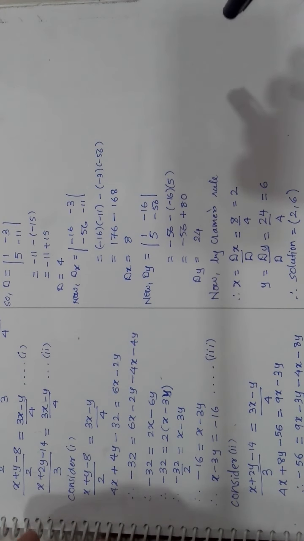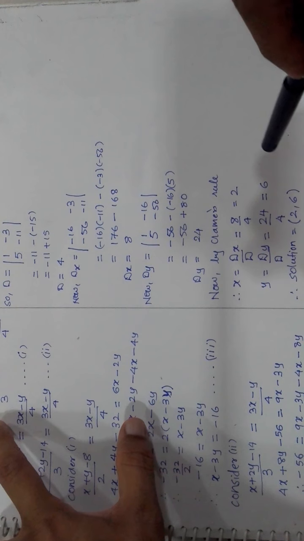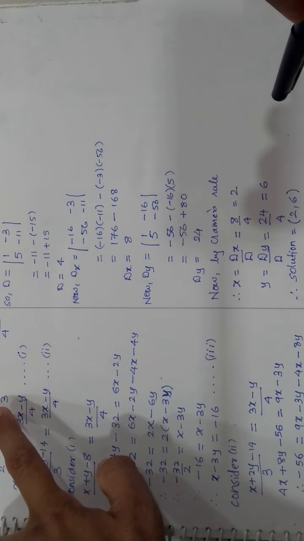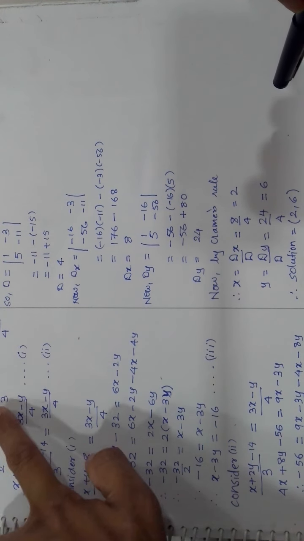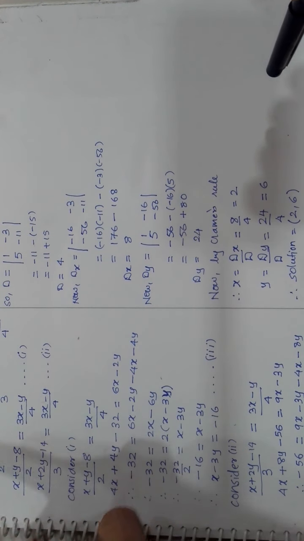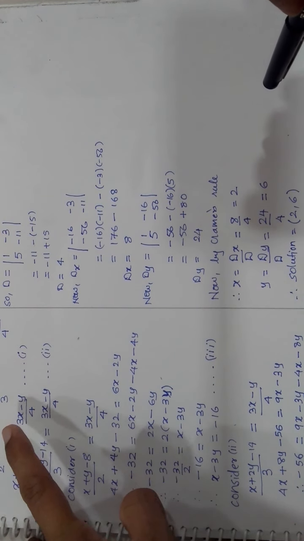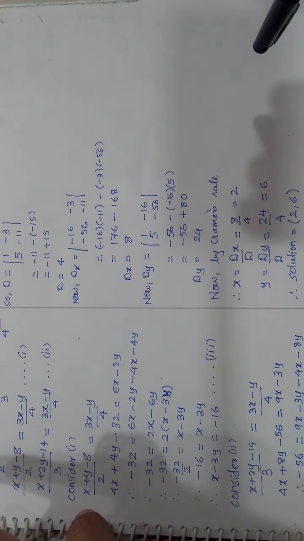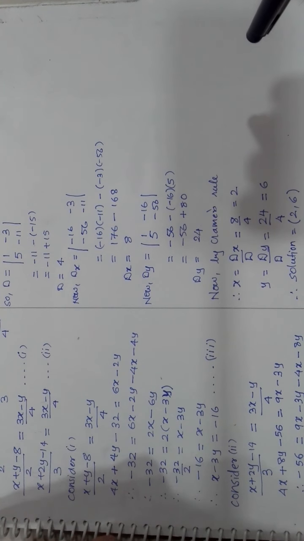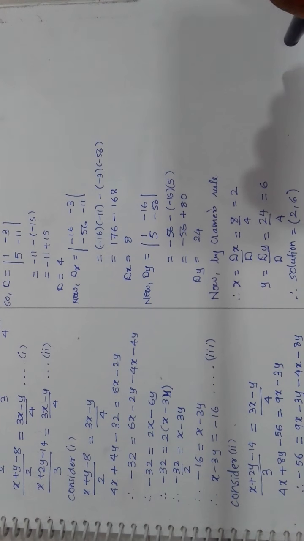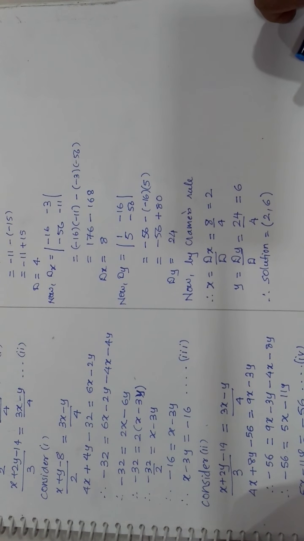So no problem. Now here it is x plus 2y, that is 2 plus 2 into 6, that is 12. 2 plus 12 is 14, minus 14 is again 0. Then 3x minus y, that is 3 into 2, 6. 6 minus 6 is nothing but again 0. So these 2 and 6 are satisfying all three equations. I hope you have understood. Pause it and just have a look at it.